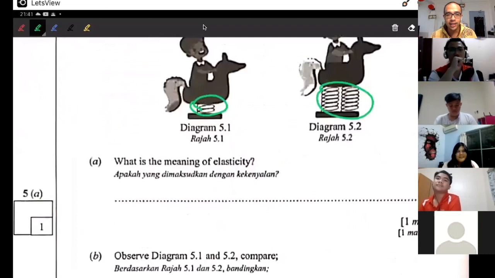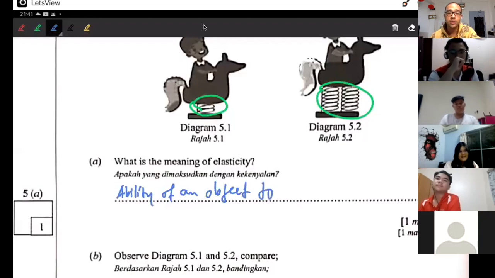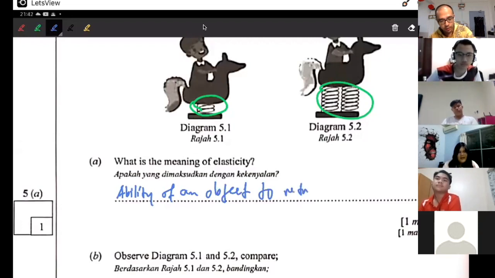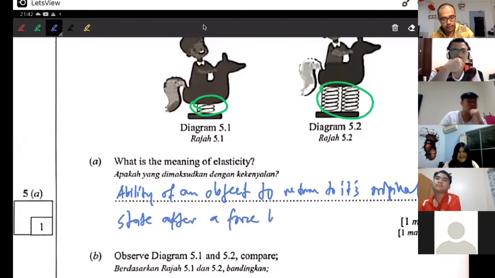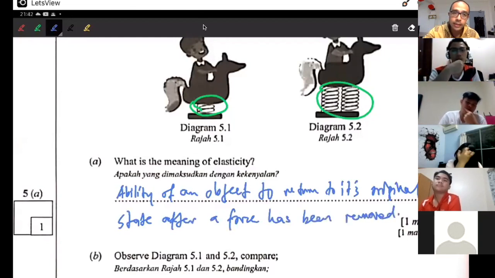What is the meaning of elasticity? It's a very long definition. Ability of an object to, I forgot already. Ability of object. No, not ability. Okay, tendency actually. To return to its original state after a force has been removed. Something like that, I think.